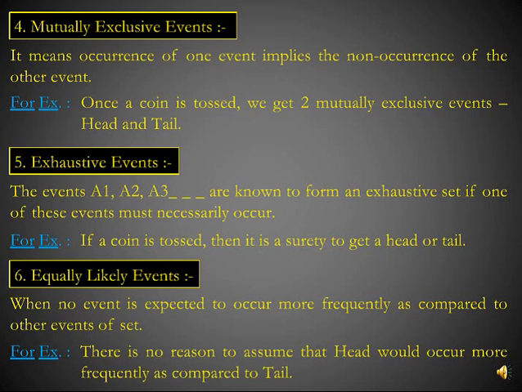Say for example, there is no reason to assume that head would occur more frequently as compared to tail. Both are equally likely events. So both can come an equal number of times.